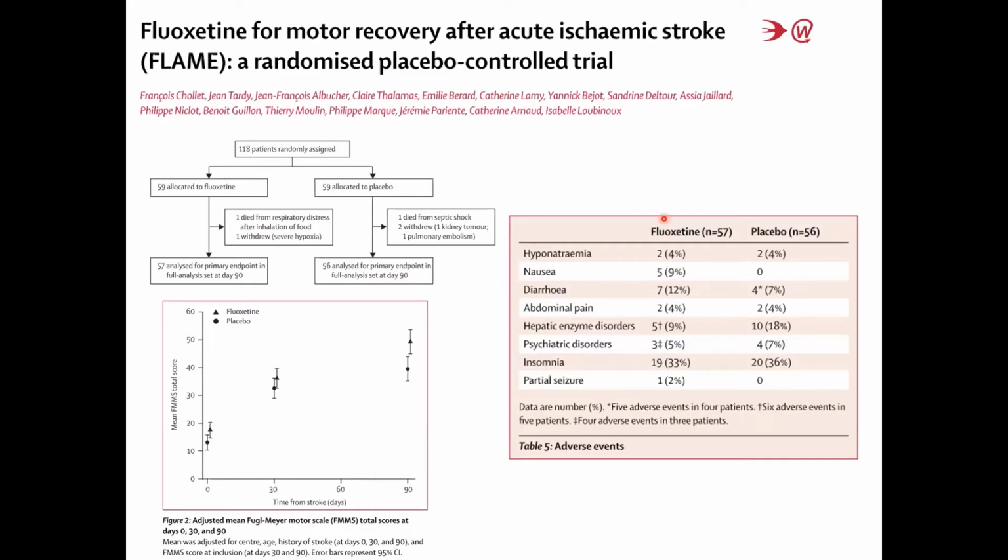And as you can see in this table, the adverse events were also comparable between fluoxetine and placebo groups. So this FLAME trial showed exploratory efficacy. And this sample size clinical trial cannot confirm the clinical efficacy. So we need a phase 3 trial based on the preclinical studies and phase 2A and 2B trials, and also based on meta-analysis.